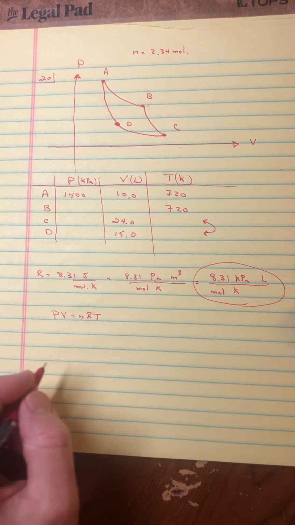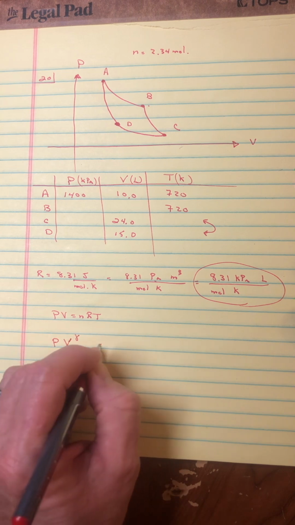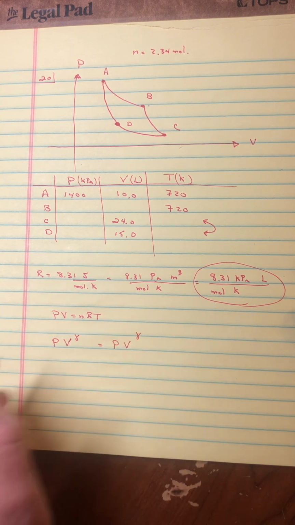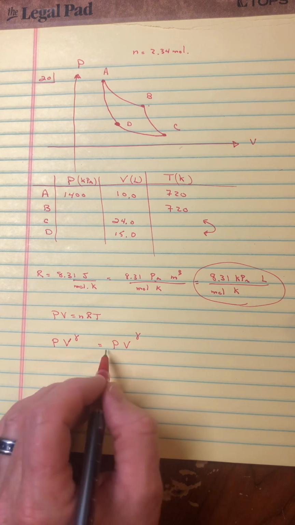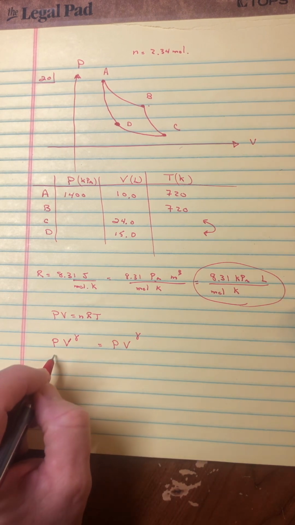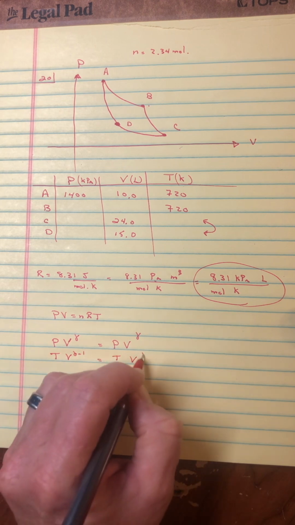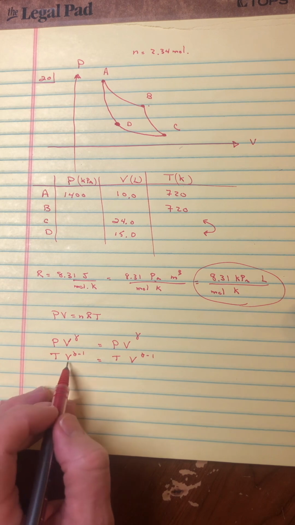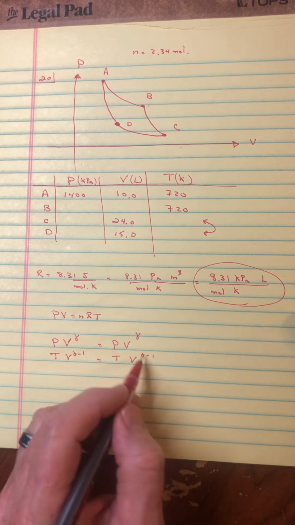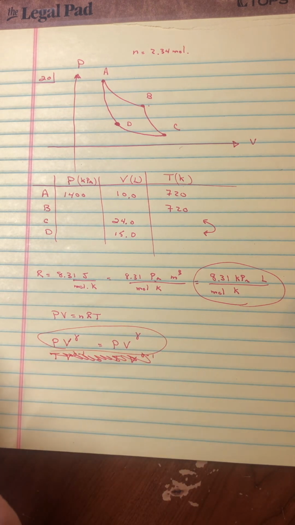And this happens to be the adiabatic, because we know that PV to the gamma equals PV to the gamma. And for that matter, we could change this to the other variables like T and V. We could also change it into pressure and temperature. But I digress. Let me just focus on that because I see it right away.